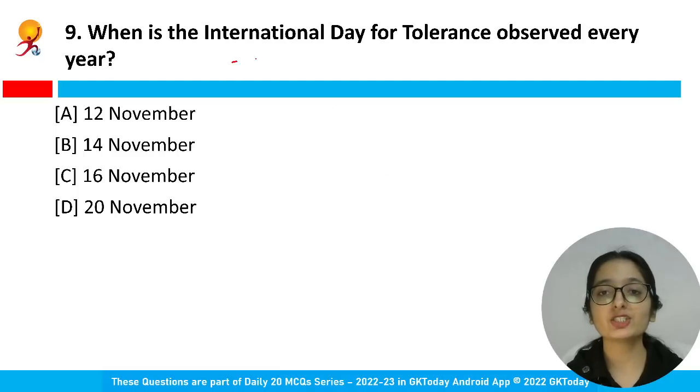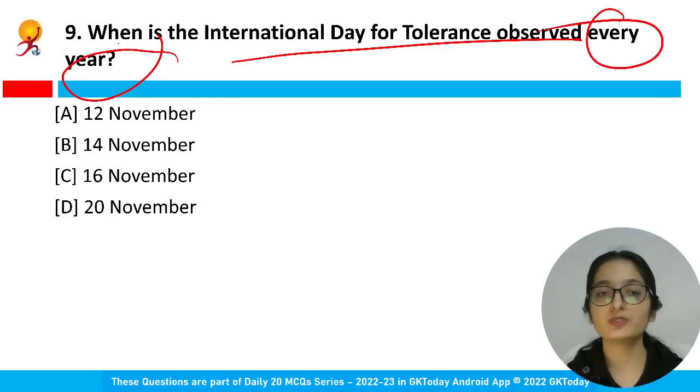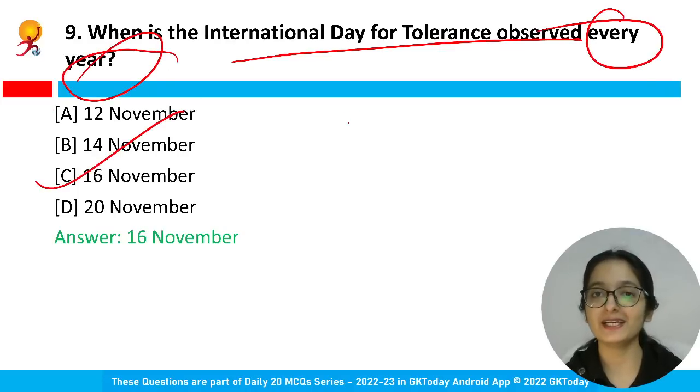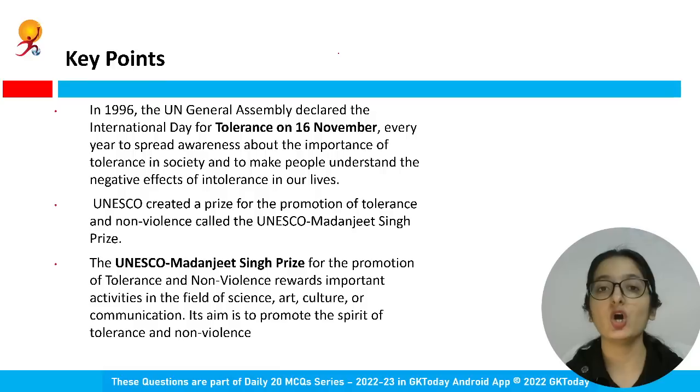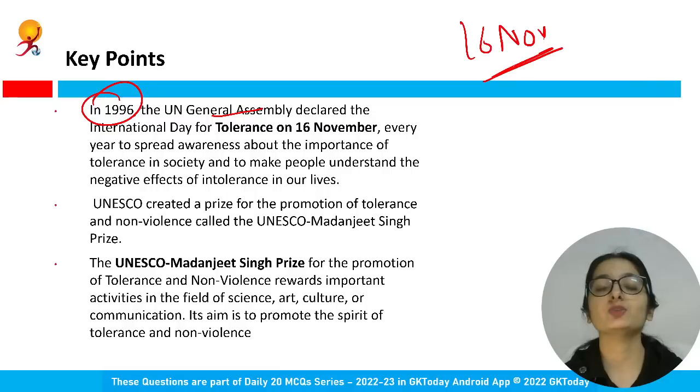When is International Day for Tolerance observed? Every year, it is observed on 16th of November. Option C is the right answer. In 1996, United Nations General Assembly declared that 16th of November will be International Day for Tolerance, so that we can spread awareness. We should be tolerant in our daily lives also.